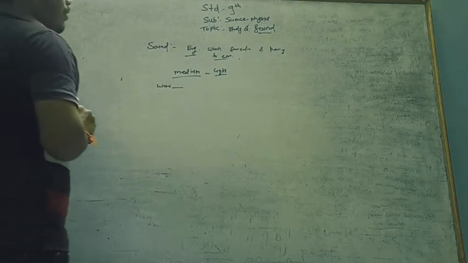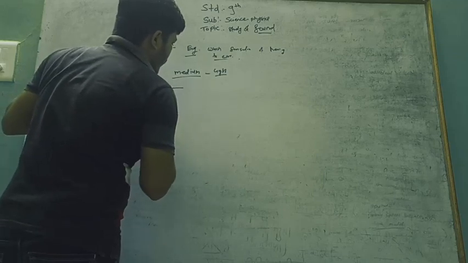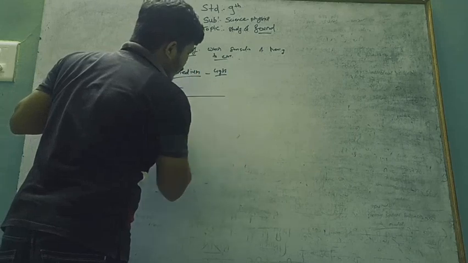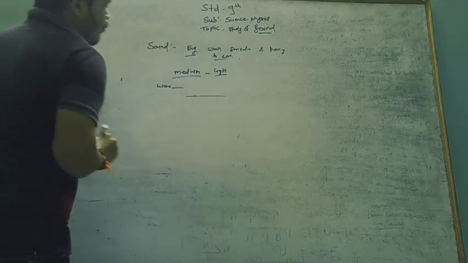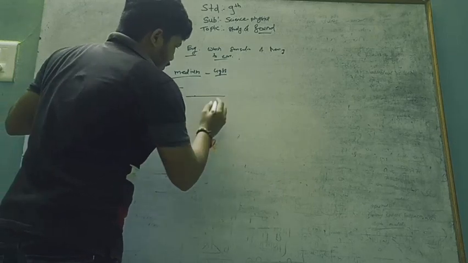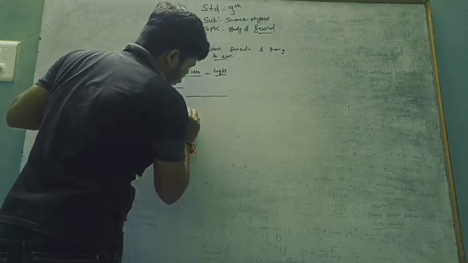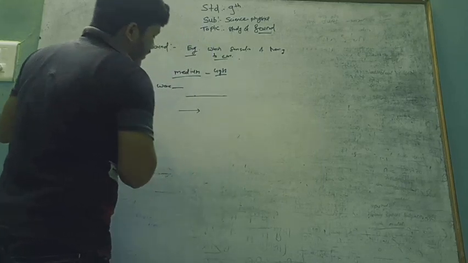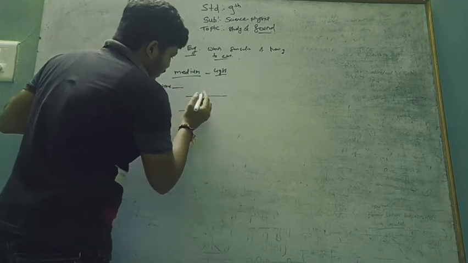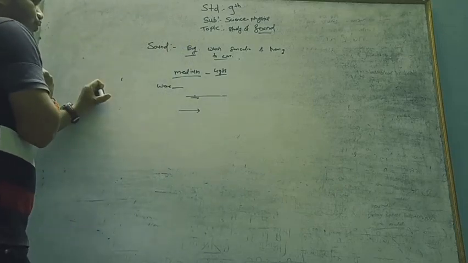So sound propagates in the form of the longitudinal wave. What is a longitudinal wave? Consider this is a wave, and the particle starts to vibrate from its mean position in the same direction as the wave propagates. For example, if the wave propagates in this direction, the particle also vibrates in the same direction. This is a longitudinal wave.